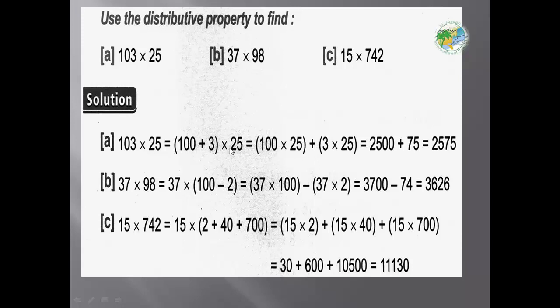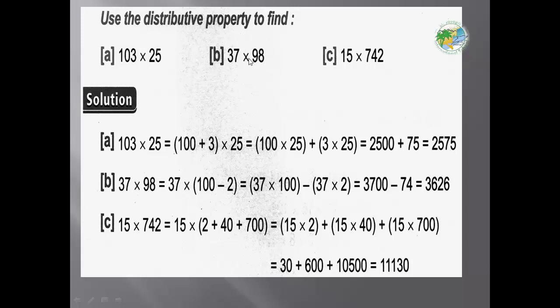Again, multiply 25 times 100 plus 25 times 3. 100 times 25 equals 2500. Then 3 times 25, plus, don't forget, right? Plus. 3 times 25 equals 75. Add the two numbers together, equal 2575.